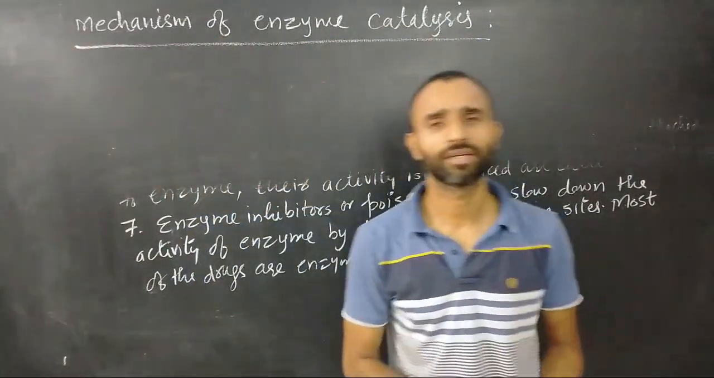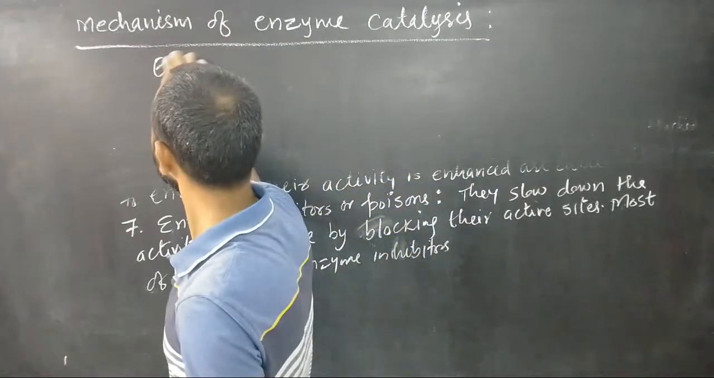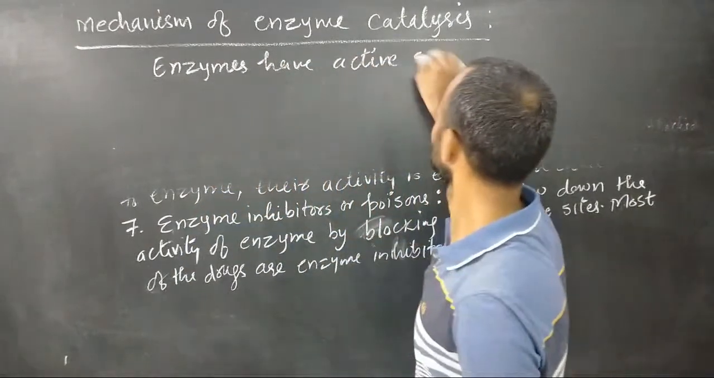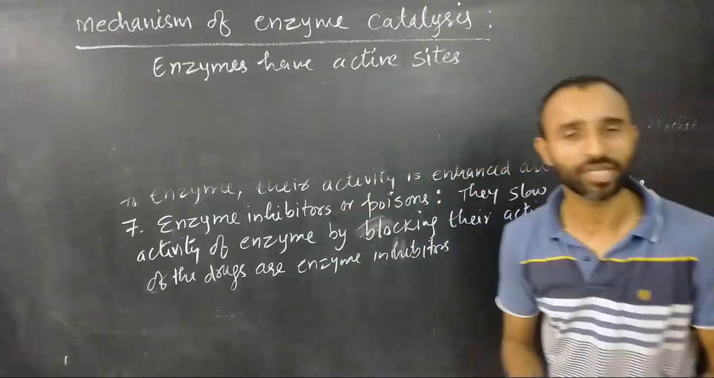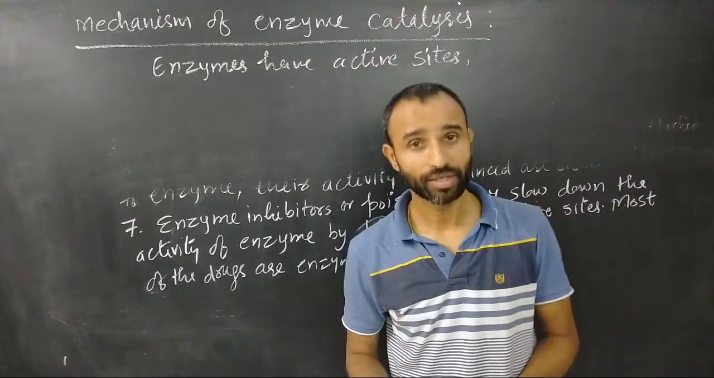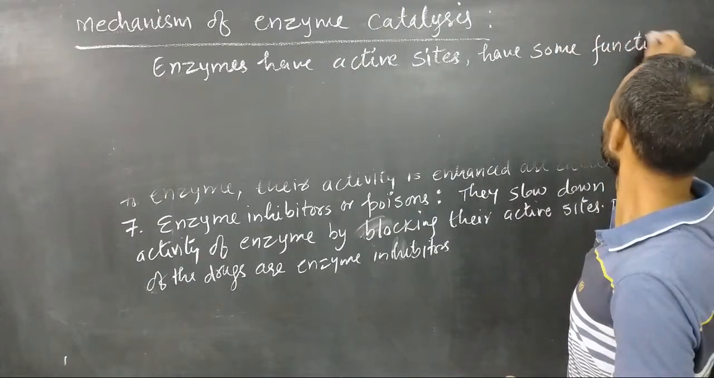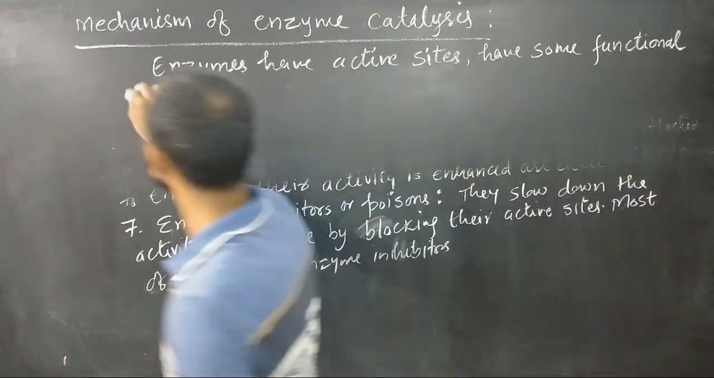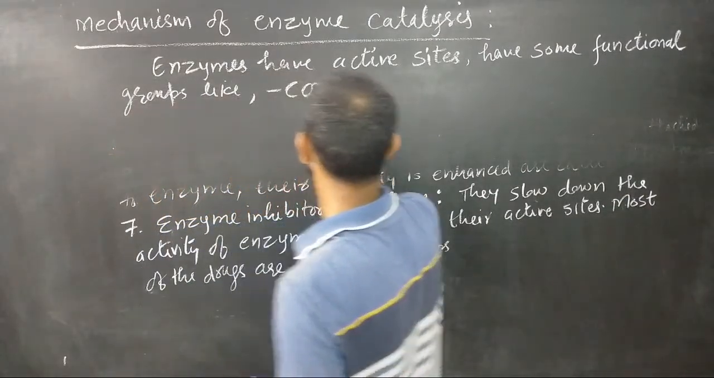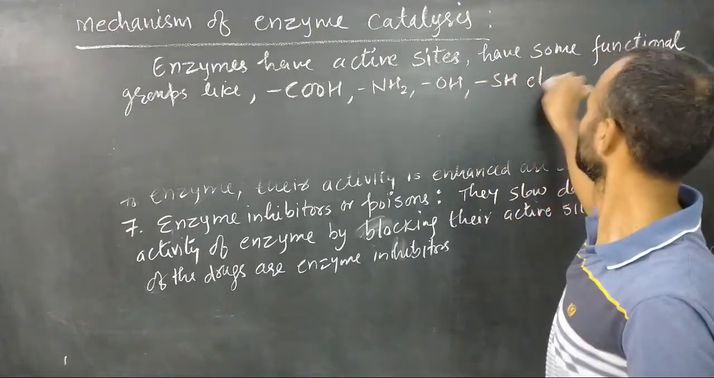Actually, just like हमने एब्जॉर्प्शन में पढ़ा था, enzymes जो होते हैं they have active sites. तो enzyme की जो active sites होंगी उनकी पर्टिकुलर शेप होगी और पर्टिकुलर साइज होगा, राइट, and have some functional groups, like COH, NH2, OH, SH, etc.